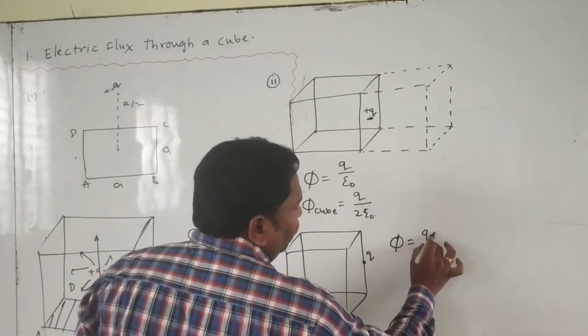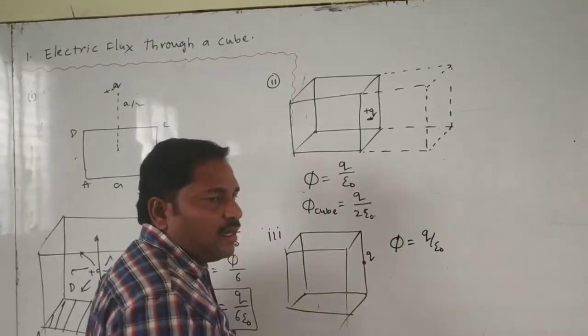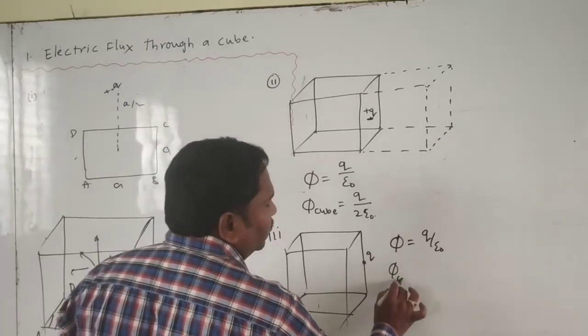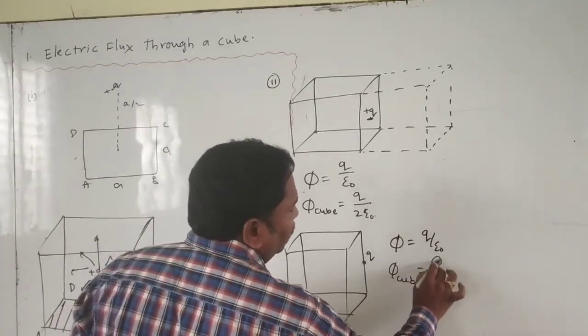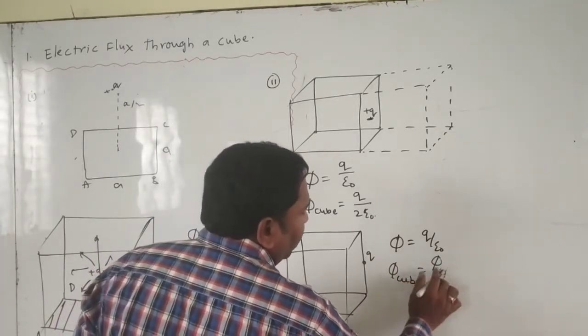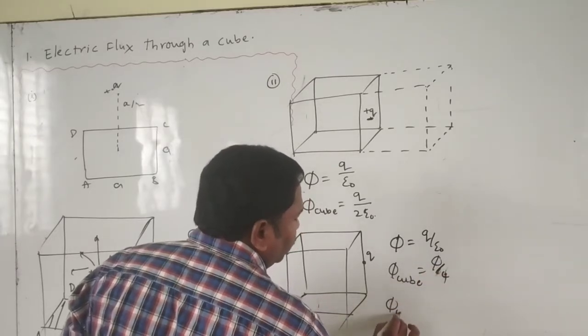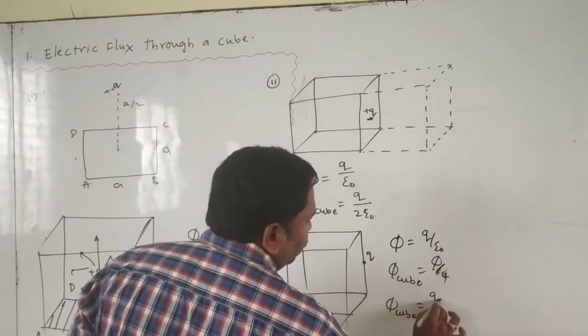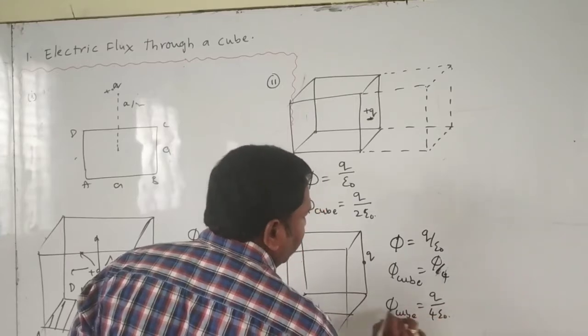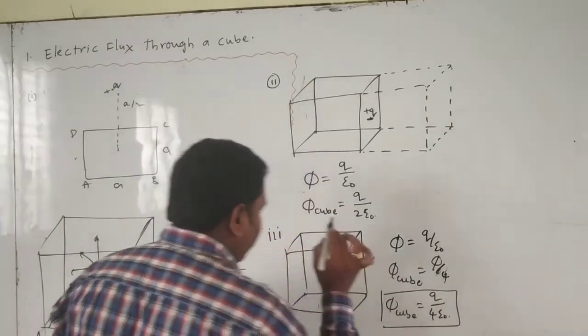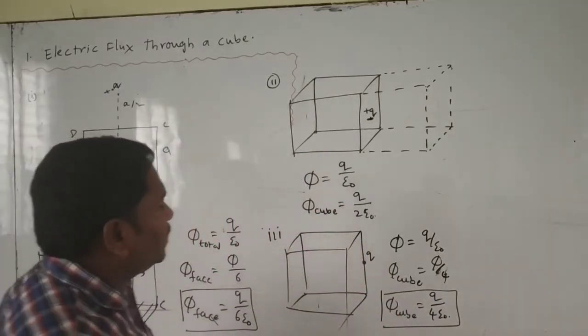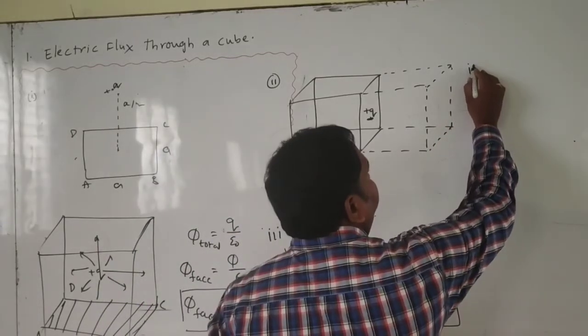So now we can write the total flux multiplied by epsilon naught. For each cube, since it is shared by 4, we can write flux is equal to q by 4 epsilon naught. That is the answer.